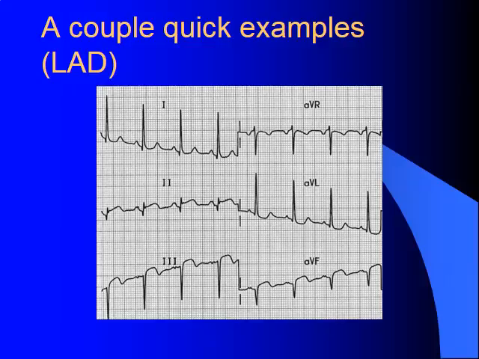Now, using my method, everybody should have your cheat sheets in front of you. I know I haven't explained how to do this, but we're just going to go through it real fast, and then we'll talk about the method afterwards. What we want to do is find our most equiphasic lead, the one that is most equal, traveling up and down the same distance. In this example, it's going to be lead 2.